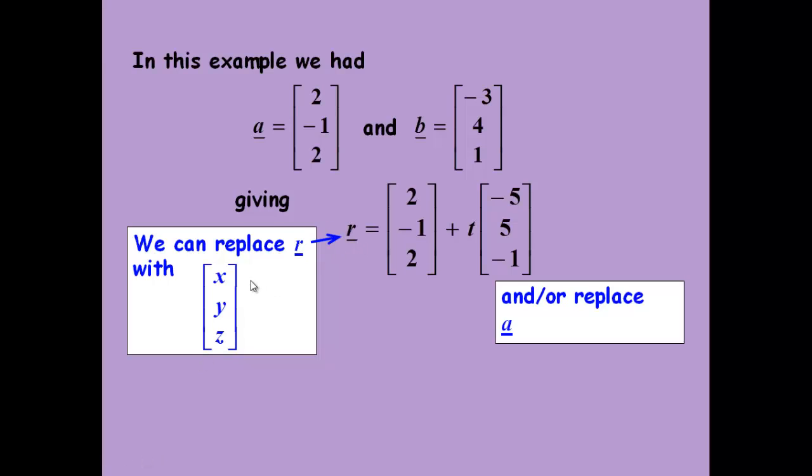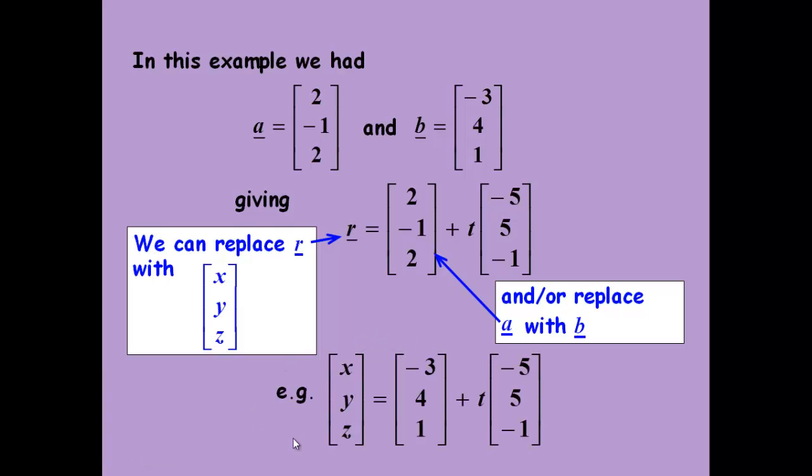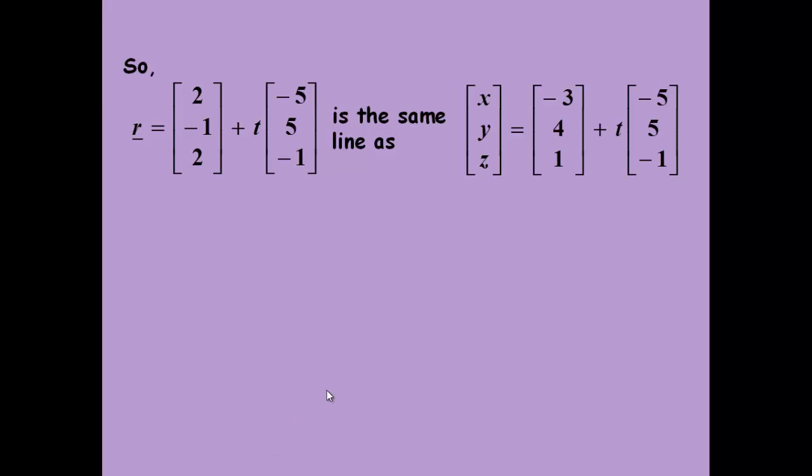Because the R are X, Y and Z values, we can do this. This minus 3 plus t times minus 5 will give us our x value, 4 plus 5t our y value, and 1 minus t our z value. So that's the same thing. There we're just using a different point, aren't we?